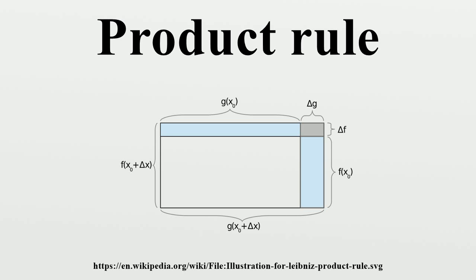Rigorous proof. A rigorous proof of the product rule can be given using the definition of the derivative as a limit, and the basic properties of limits. Let h equals fg, and suppose that f and g are each differentiable at x0. We want to prove that h is differentiable at x0 and that its derivative h is given by f g plus fg. Let delta h equals h.